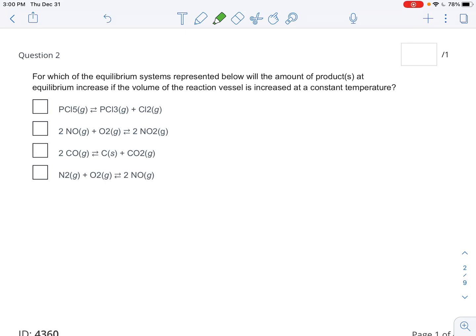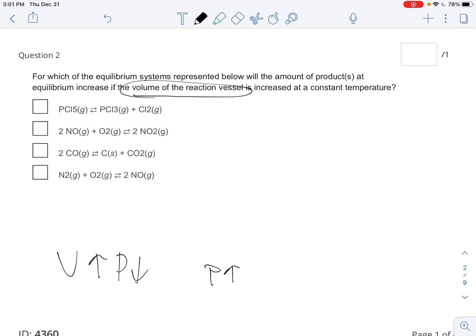Question 2 says, for which of the equilibrium systems below will the amount of product increase if you increase the volume? All right, so we're going to increase the volume. That's like we talked about at the beginning of question 1. By increasing the volume, it's going to make the pressure go down. What does a system try to do? Well, if the pressure is going to go down, it's going to try to make the pressure go up.